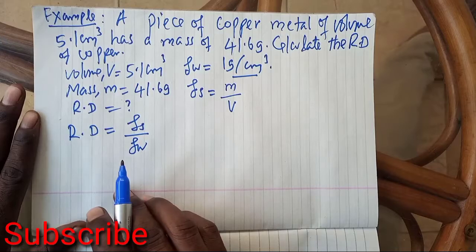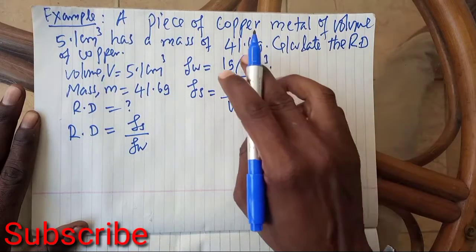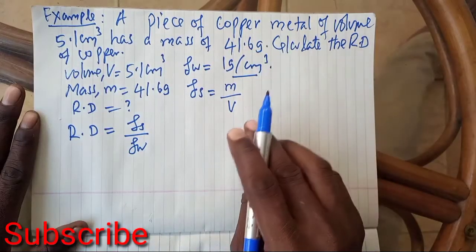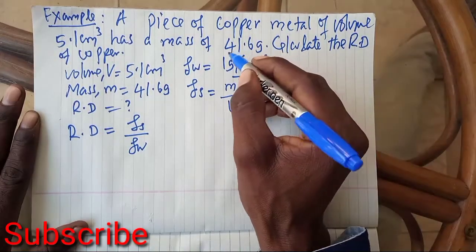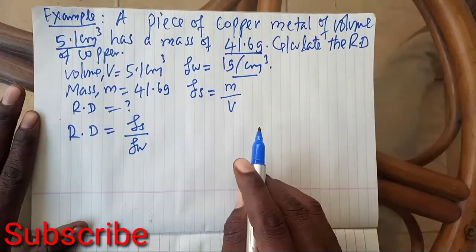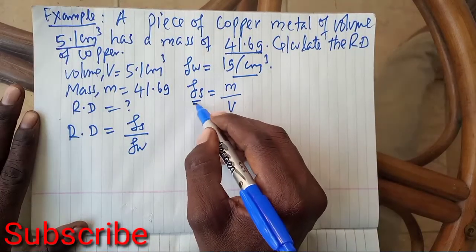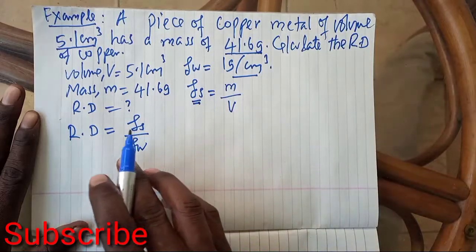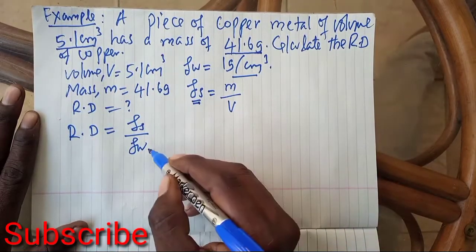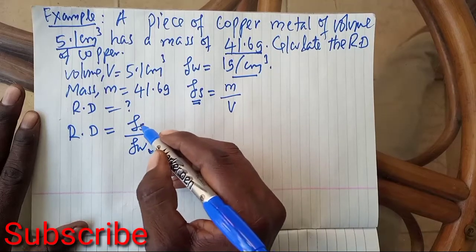Kwa hiyo ukiangalia kwenye hili swali, we have mass of the substance and you have volume, but we don't have density of the substance. So by using this mass of the substance and its volume, it is where now we can determine the density of the substance. Kwa kwanza tumeambiwa relative density. Kwa density of water tunayo ni constant, lakini density of substance hatuna.